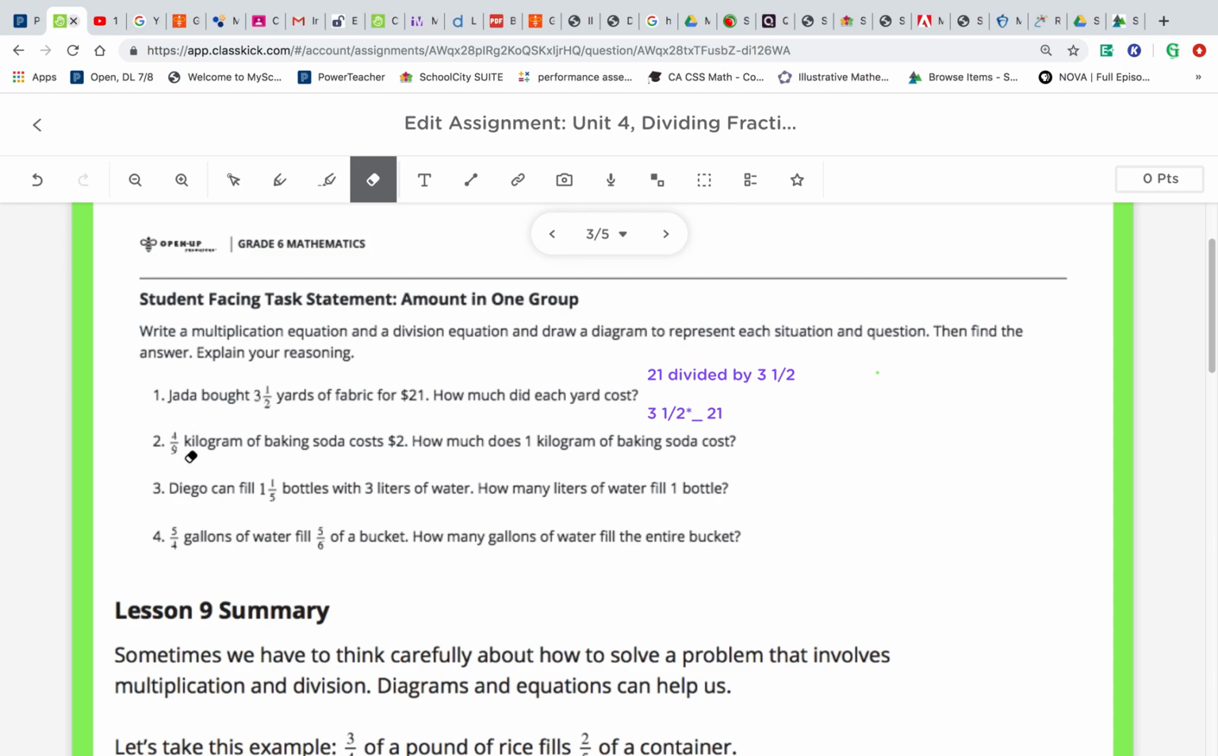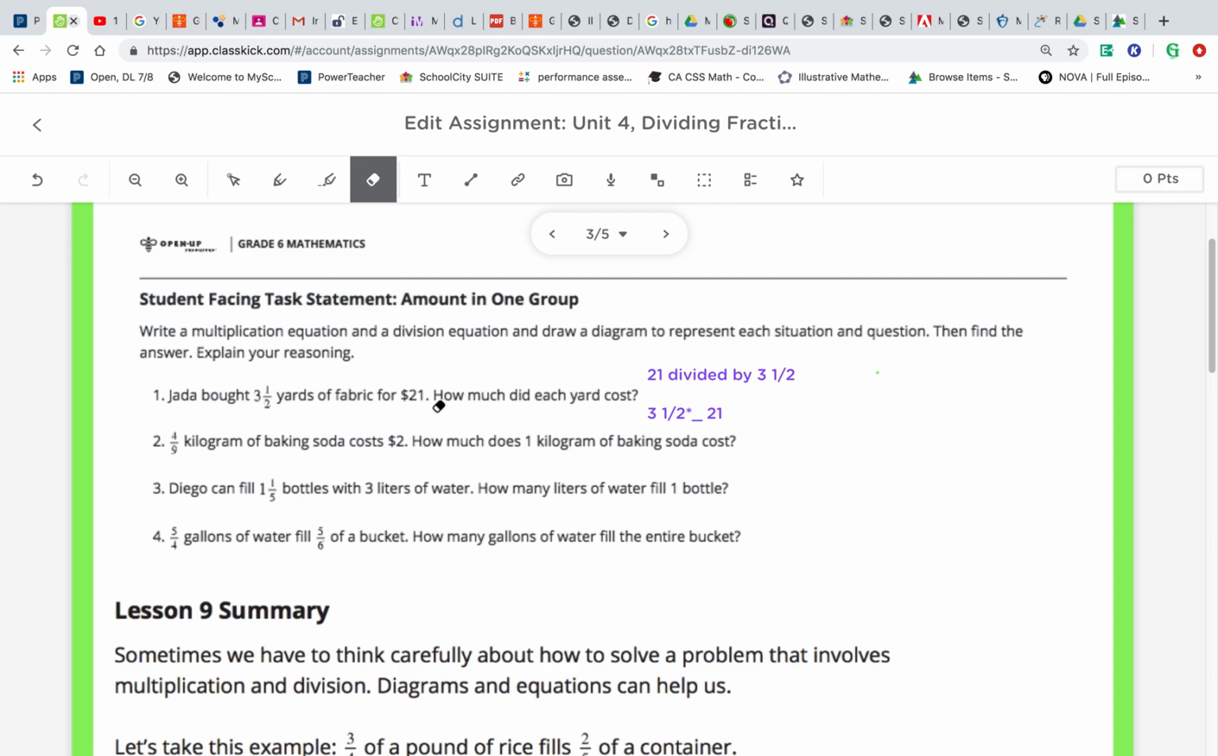You also should see that 4/9 is actually less than half. If it was 4/8, that would be half. 4/9 is less than half. So that tells you that $2 is less than half of what the cost of 1 kilogram would be. So, if $2 was half, then $4 would be what the whole thing is. But because it's less than half, it's going to be more than $4. So you should know that right there. It's going to be more than $4, probably just a little bit more than 4, but it's definitely going to be more than $4. So if you were to get an answer like 25 cents, you would know that you made a mistake and you're going to have to go back and fix that.